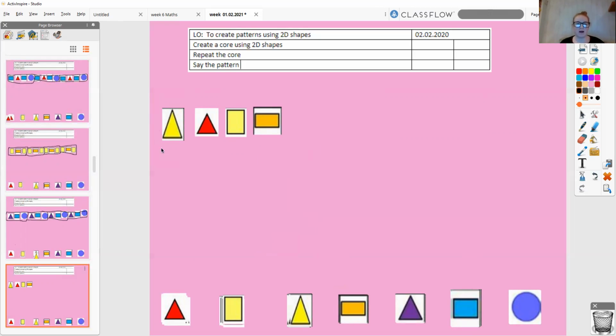I'm going to look at the start of my core. My core starts with a yellow triangle. So I'm going to start with a yellow triangle. After my yellow triangle comes a red triangle. So next is going to be a red triangle. So I've got yellow triangle, red triangle, yellow triangle, red triangle.